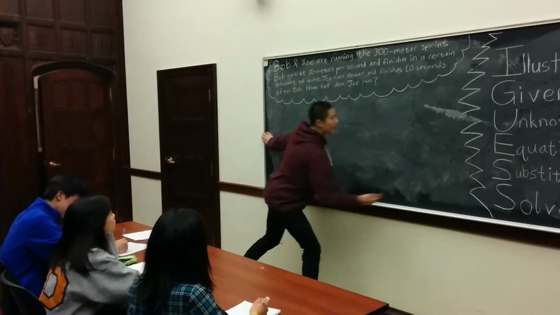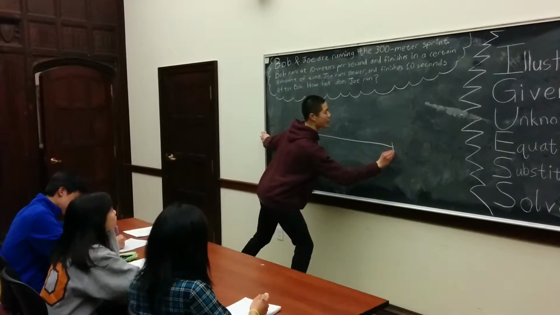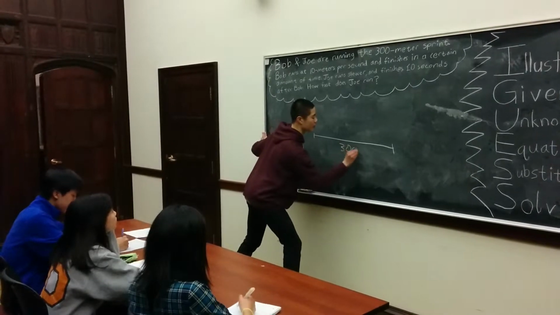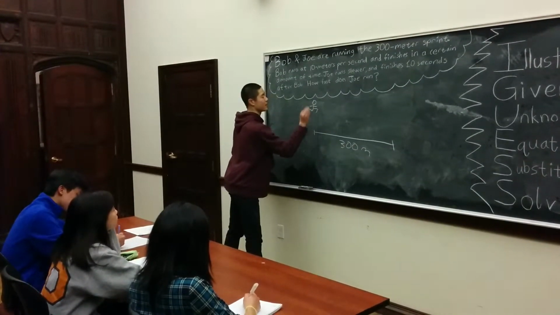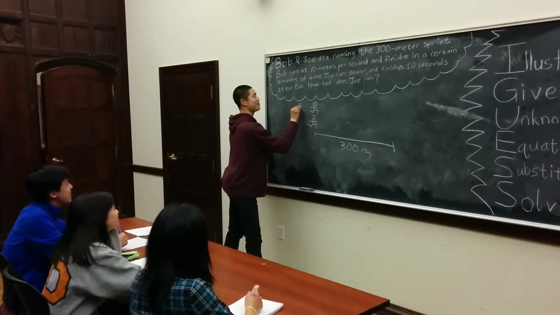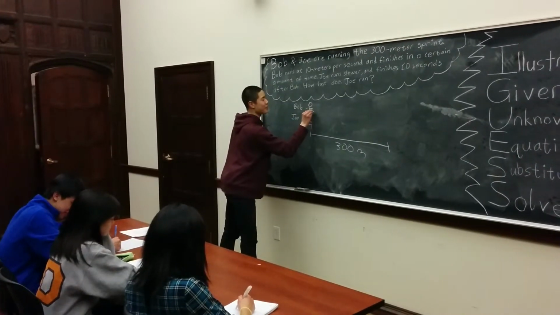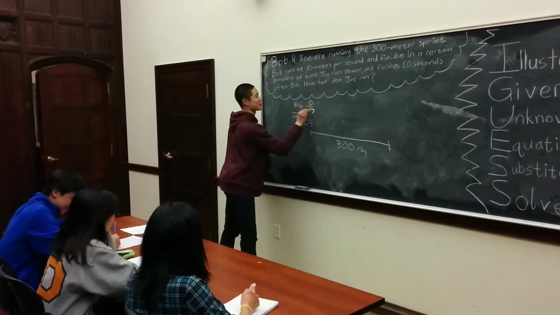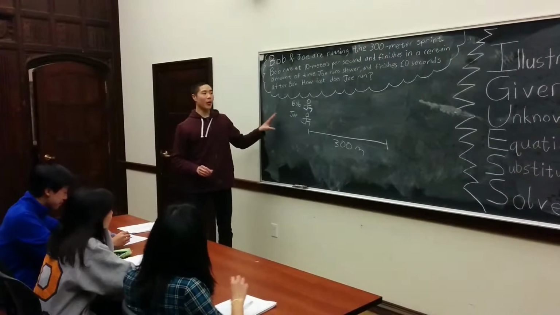So I'm going to start with I, illustrate, and draw out 300 meters. And let's draw out Bob over here. I hope you like my artwork. And this is Bob, Joe, and let's give Bob some bigger legs because he's a tough sprinter. All right? So we've illustrated the problem.